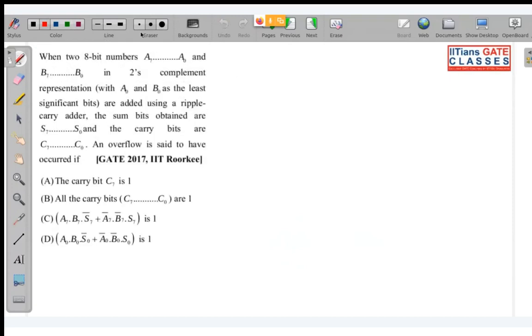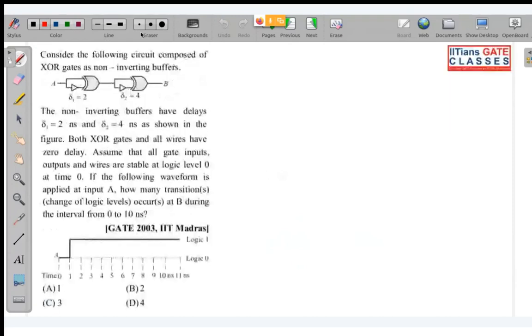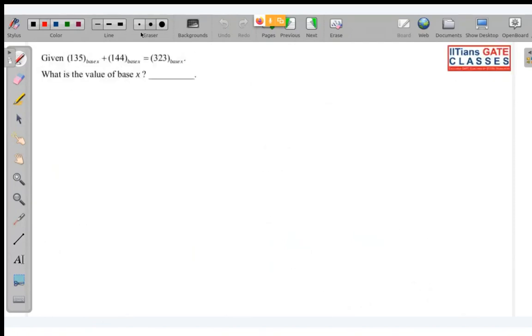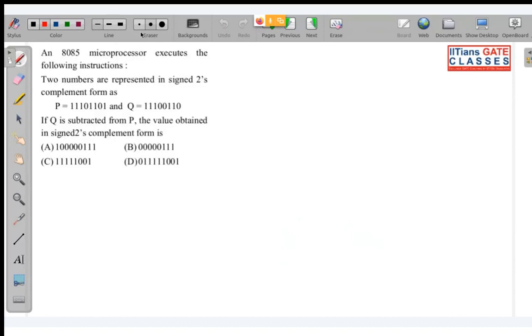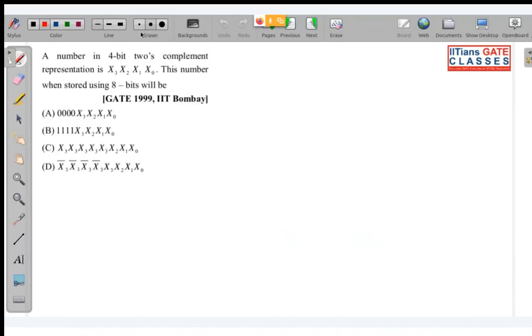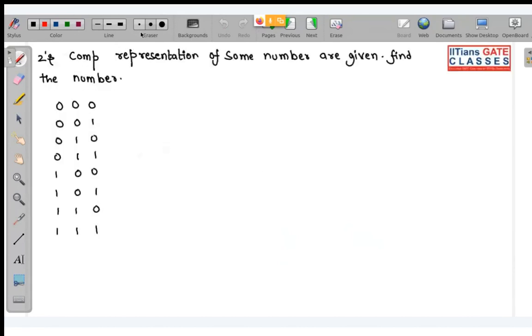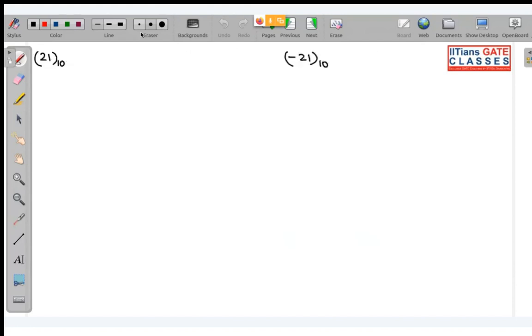I have a doubt, sir. I am having a problem understanding when we have to use r minus one's complement and when we have to use r's complement.